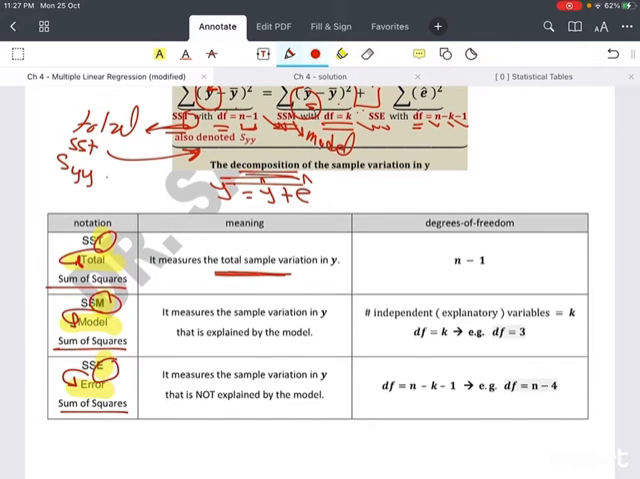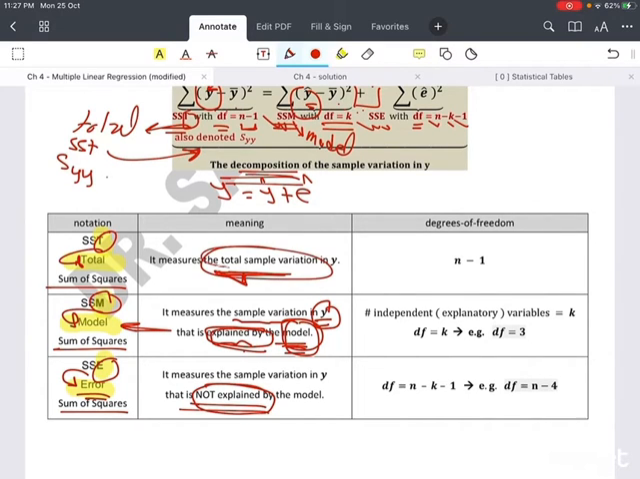It measures the whole sample. It measures the sample variation only in Y. Okay? It is not the total. That is explained by the model. So it measures the sample variation in Y only that which is explained by the model. But this, it measures all the sample variation. Here, it measures only that explained by the model. Here, it measures something not explained by the model. Okay, so the error is not explained by the model. Here, explained by the model. And for the total, for the total sample variation.